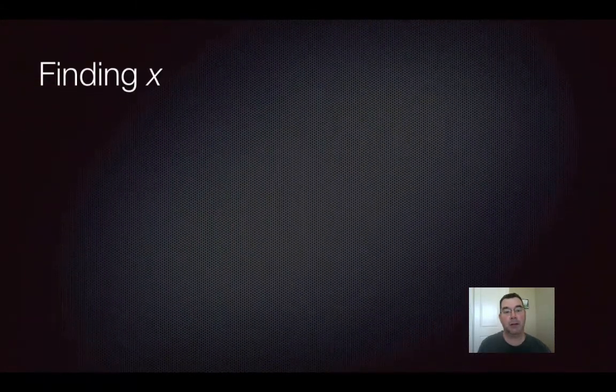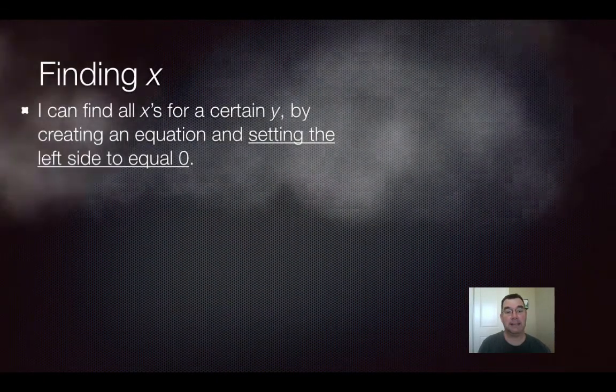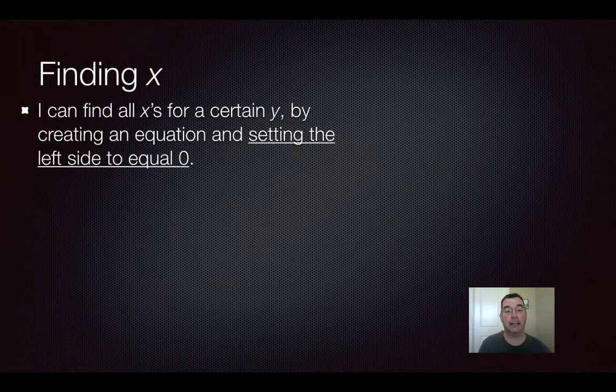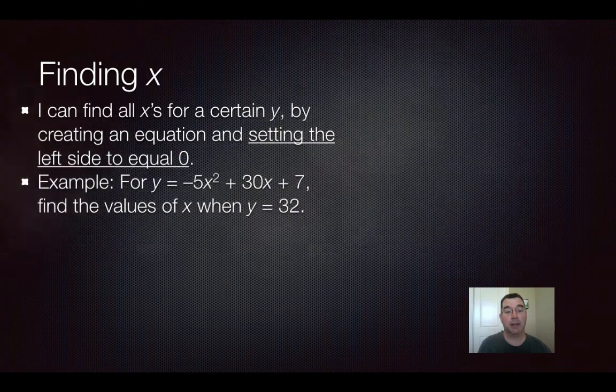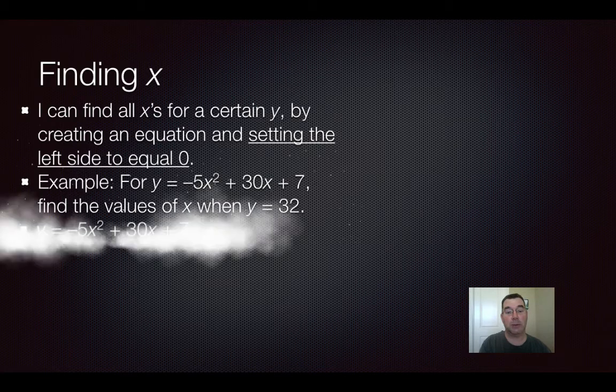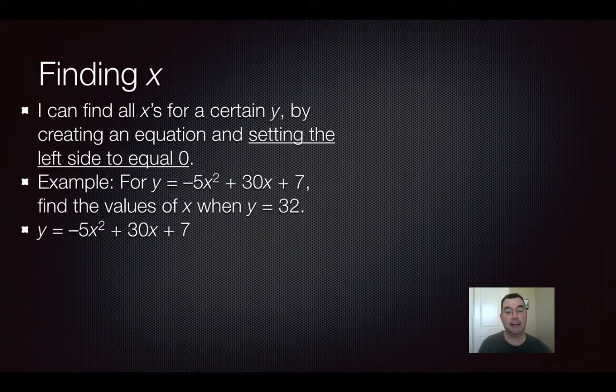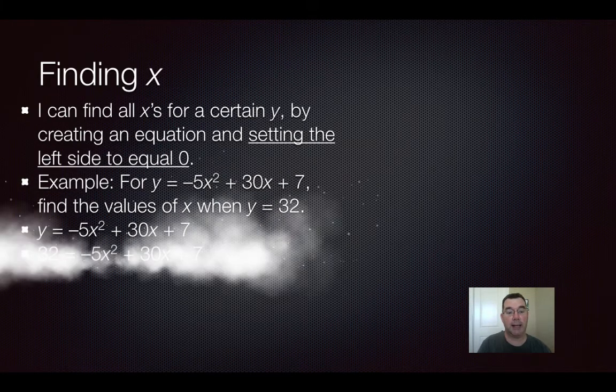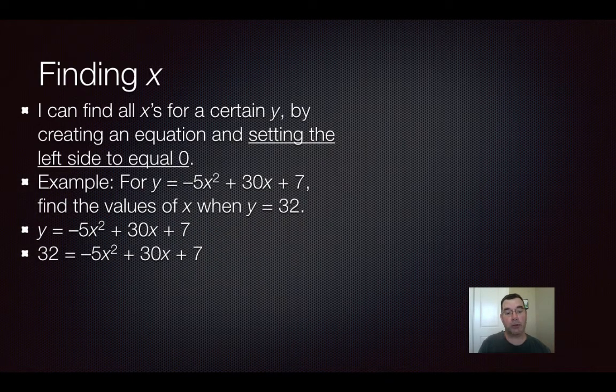Okay, so the point where x is -3 and y is 14, that is somewhere on the graph of the parabola. Now if I wanted to find all x's for a certain value of y, that's a little bit trickier, but what I can do is create the equation and then move things around so that the left side is equal to 0. So if I have y equals -5x squared plus 30x plus 7, and I wanted to find the values of x when y was equal to 32, then that's the equation I start with. I know that y has to equal 32, so I replace y with 32.